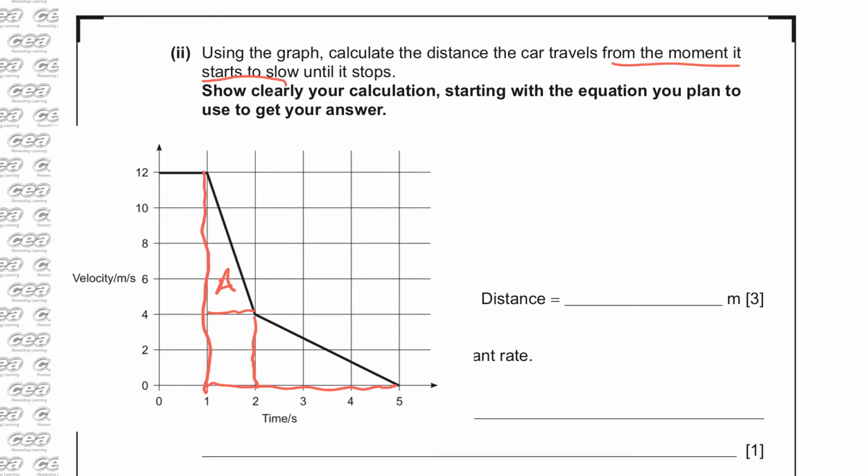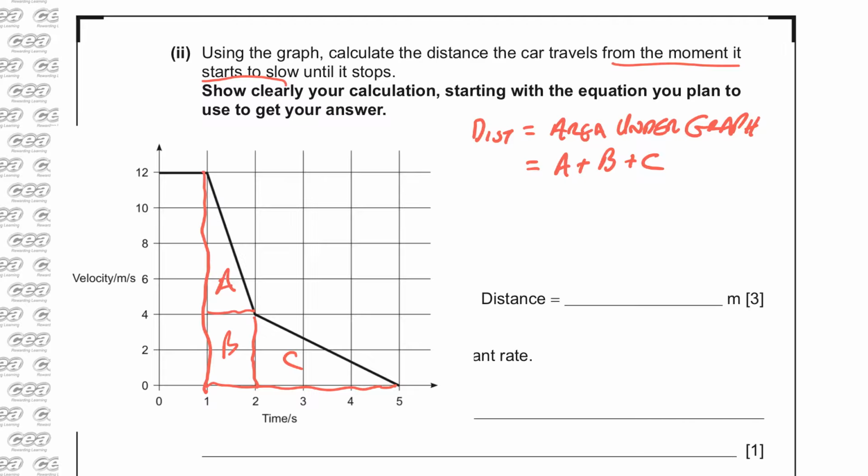So A, B, C. And we need to state that we're finding the total area. The distance is the area under the graph, which is A plus B plus C. We just need to fill in some expressions for those. So A is a triangle.